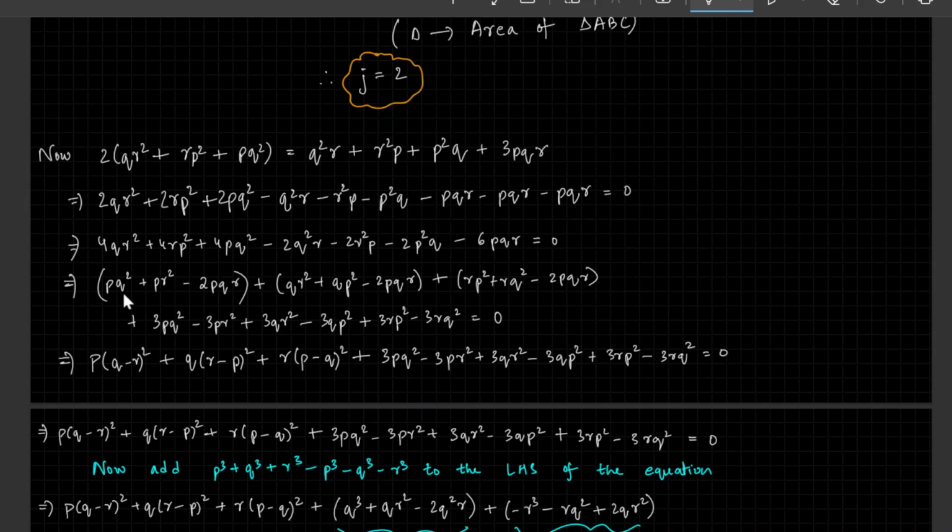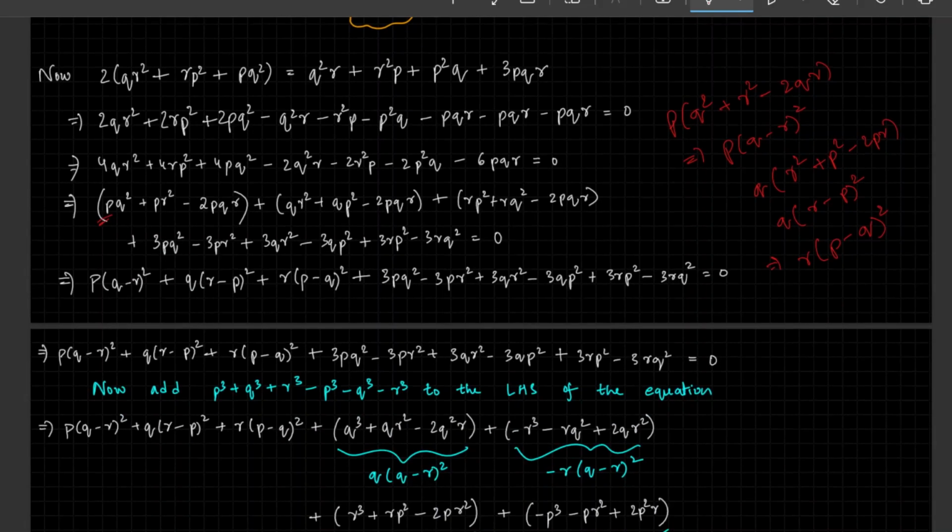Here we have taken PQ square plus PR square minus 2PQR as one inside one bracket. The reason being, if you take P common, we get P of (Q square plus R square minus 2QR). And what is this actually? P of (Q minus R) whole square. So this is how we need to think, so that we can get some perfect square terms. Similarly, QR square, if we take Q common, we get R square plus P square minus 2PR, which is Q of (R minus P) whole square. And similarly here, we get R of (P minus Q) whole square. I guess I'm not wrong. So R of (P minus Q) whole square, and the remaining terms are these.